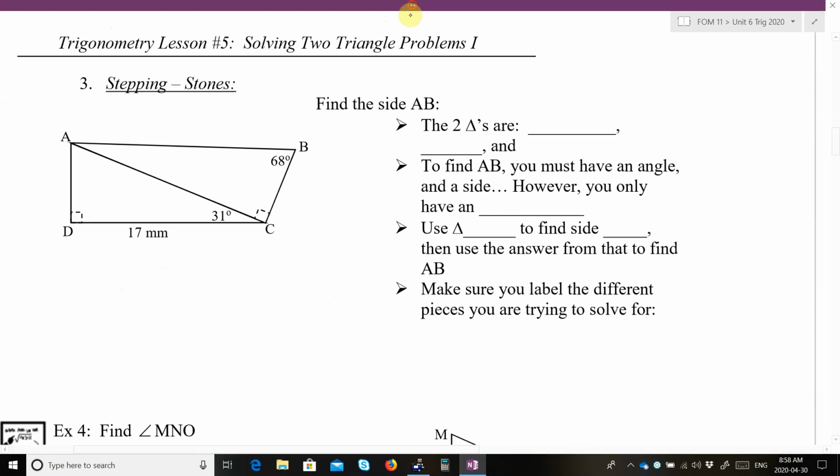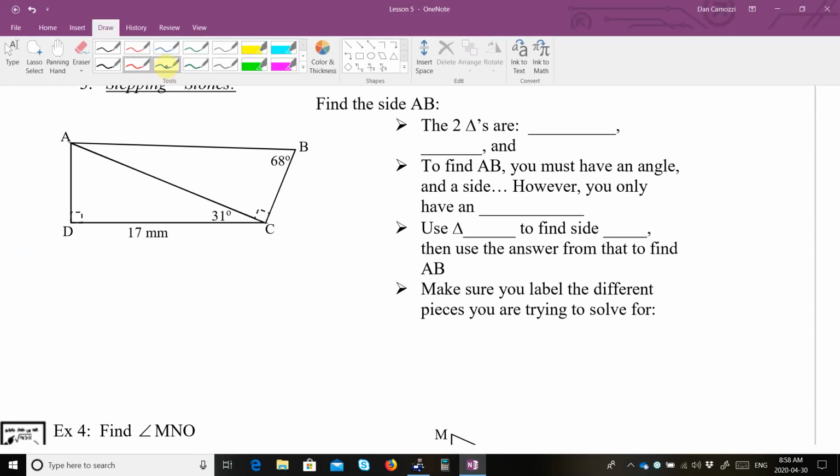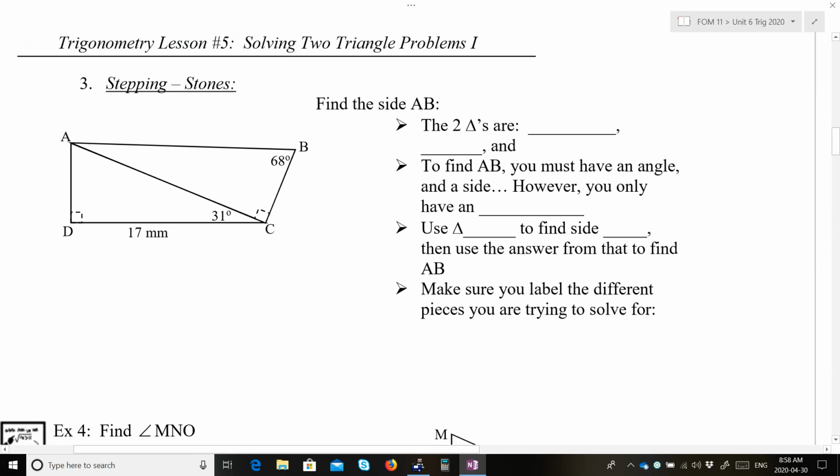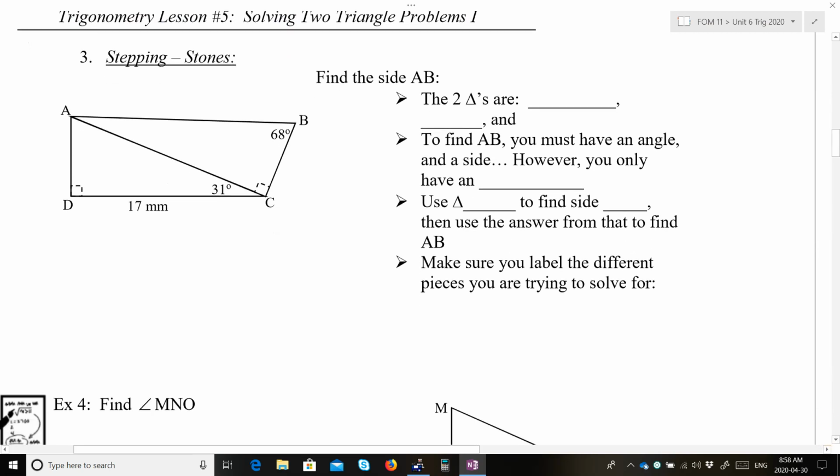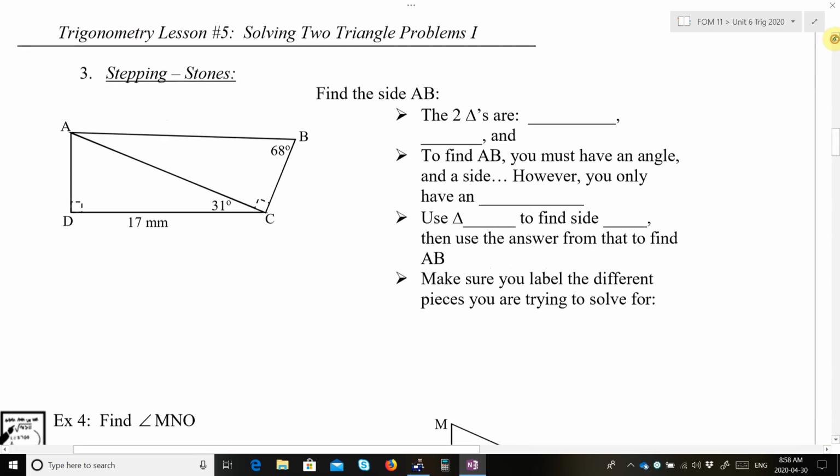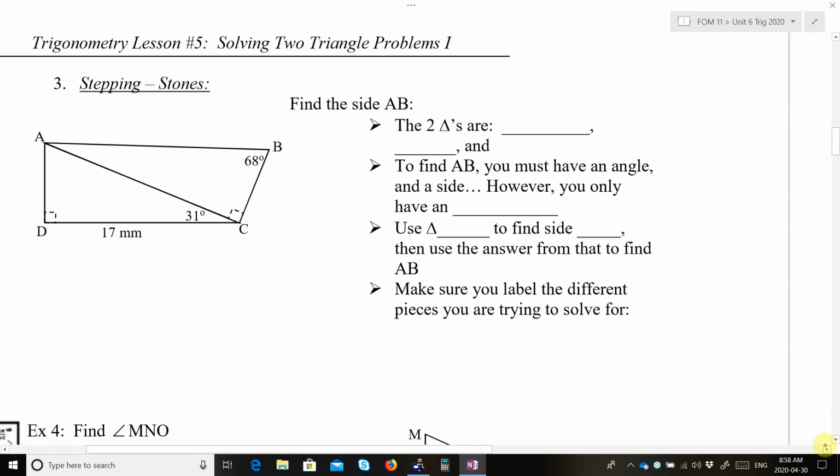Okay, the third type of two-triangle problem is called a stepping stones question. They want us to find the side AB. Okay, so they want us to find from here all the way to here. Maybe we could call that Y. The two triangles are triangle ADC and triangle ABC.